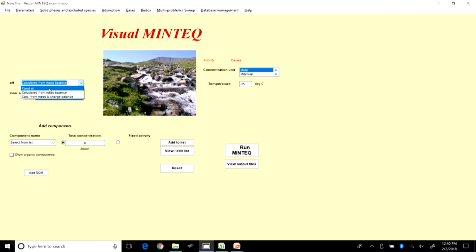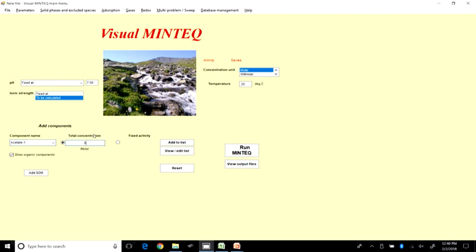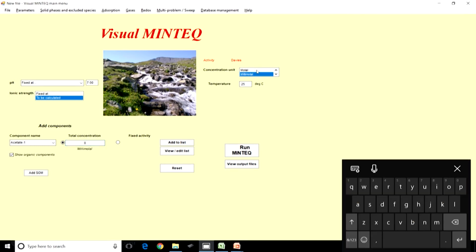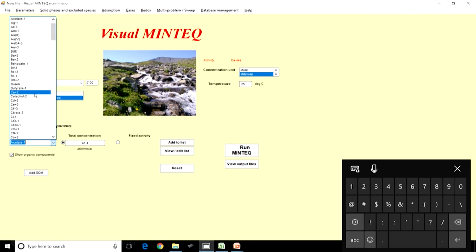So the pH is now fixed at a particular value. And what is that? 7, okay. And I need to plug in state total and CO3 total. First I'm going to plug in state total. I think we mentioned that it was 41.4 millimolar. Okay, let's look at that, 41.4. I just made a mistake here. 41.4, and it's millimolar. I'm going to add that to the list. And what about CO3 2 minus? Was it 33.33 millimolar or something else?